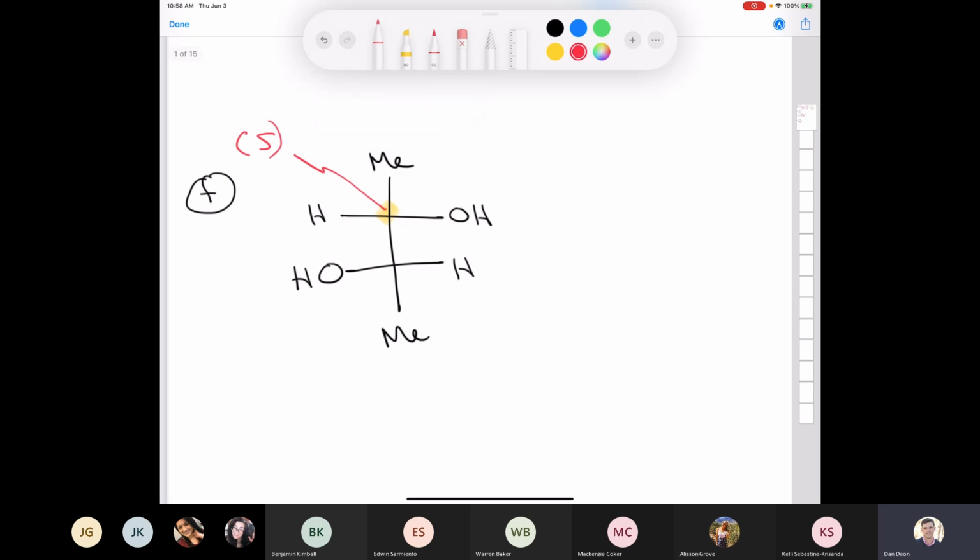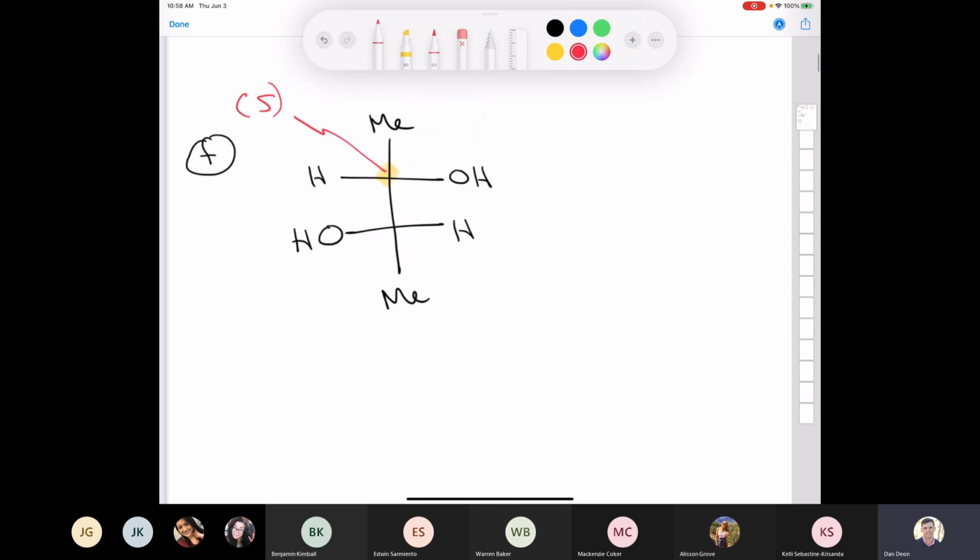So this is S. And then for the one on the bottom, we have the hydroxyl's number 1, hydrogen's number 4, this is number 3, this is number 2. We go from 1 to 2 to 3 like that, which would be R. We reverse it. And so this one is also S.